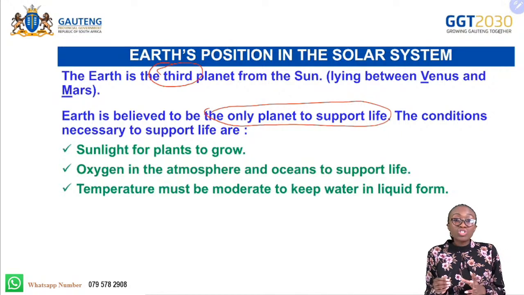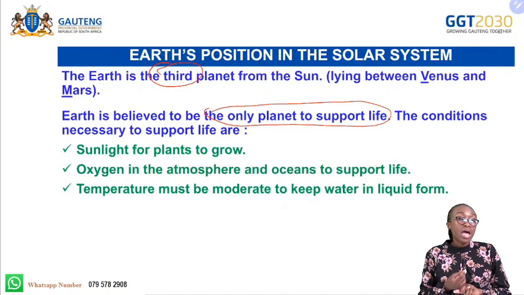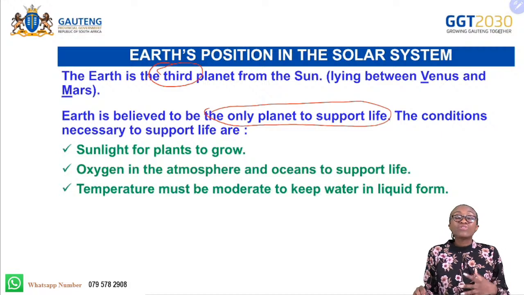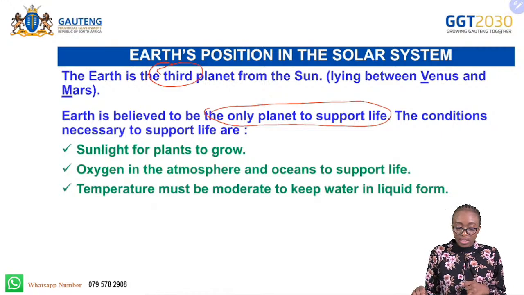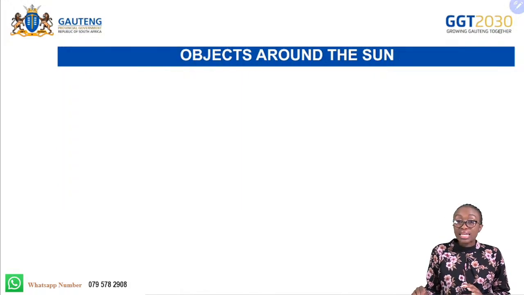Thirdly, the temperature must be moderate to keep water in liquid form. So our temperature, the oxygen that we have in our atmosphere and our ocean, as well as the sunlight, are the conditions that are believed to be necessary to support life. So that's why it is believed that the Earth is the only planet that supports life.